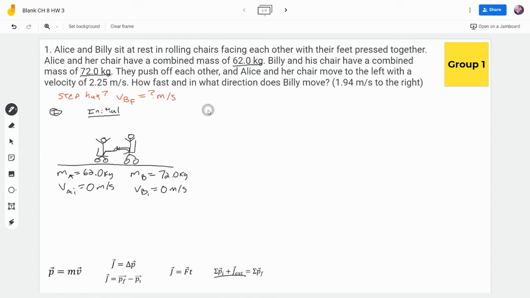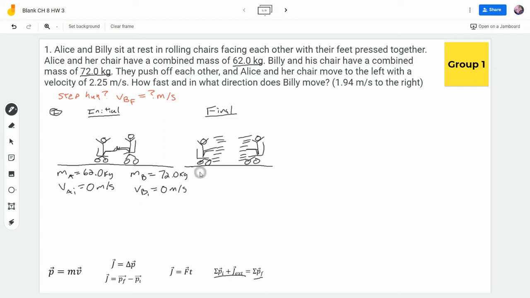Then you do your other sketch, your final sketch. So your final sketch is going to show you what's going on here on the right side of your equal sign. So what do we have here? We have the ground. We have a rolling chair. So here's Alice, and she's moving to the left. So we're giving her speed lines going that way. And if she pushes and goes to the left, well, that means Billy is going to end up going to the right. So here's Billy. Here are Billy's speed lines. So he's going to the right.